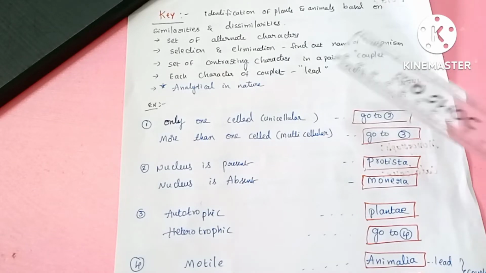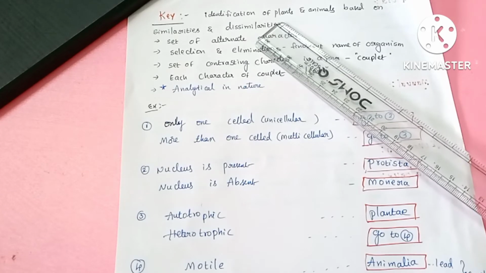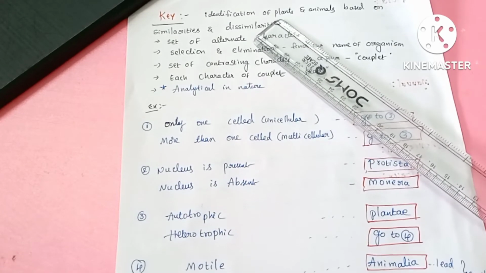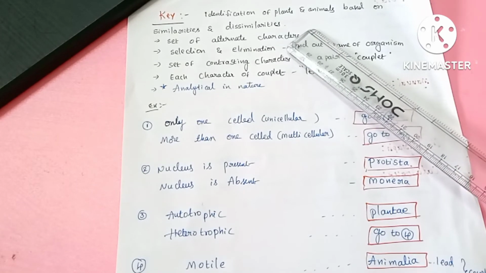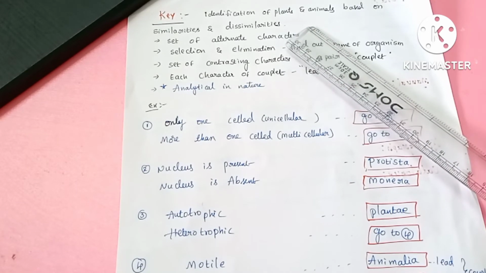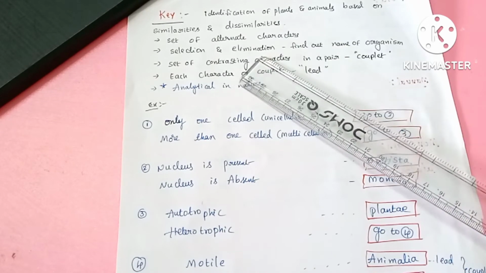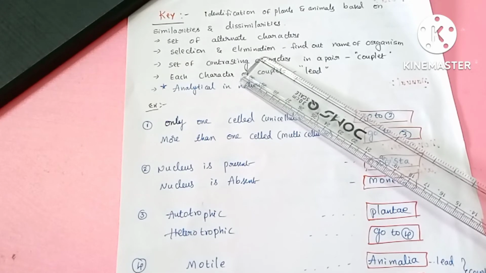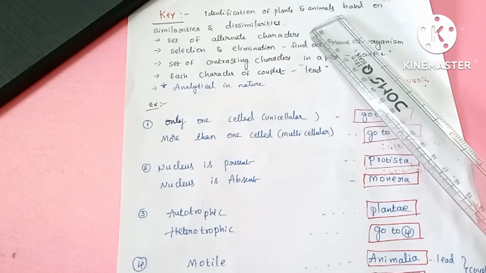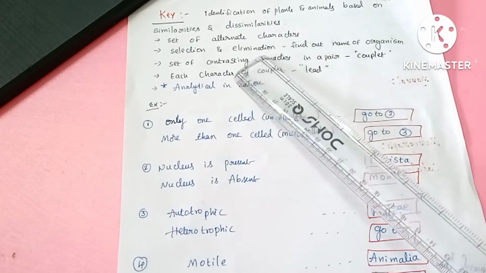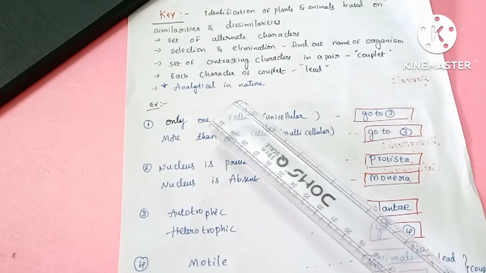The next taxonomical aid is the key. What is a key? These keys are taxonomical aids which are used for the identification of plants and animals based on similarities and differences. So what is the basis for this? Plants and animals are identified based on similarities and dissimilarities. Here, a set of alternate or contrasting characters is present. By a selection and elimination process, one can find out the name of the organism.